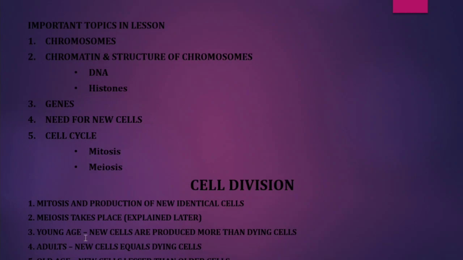In young people, new cells are produced more than dying cells. In adults, new cells are equal to the dying cells. In old age people, the new cells are fewer than the dying cells.